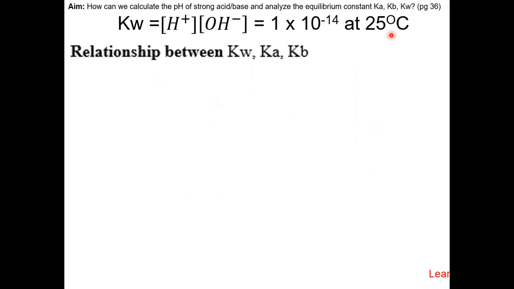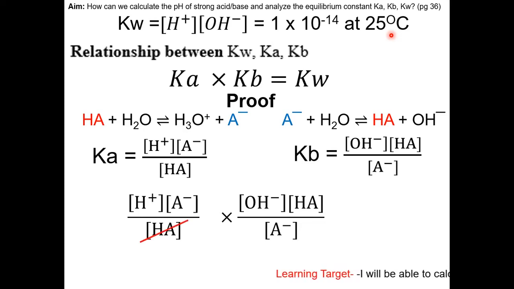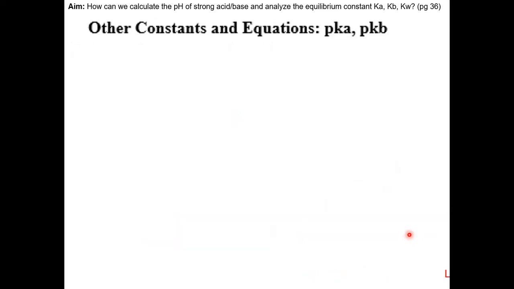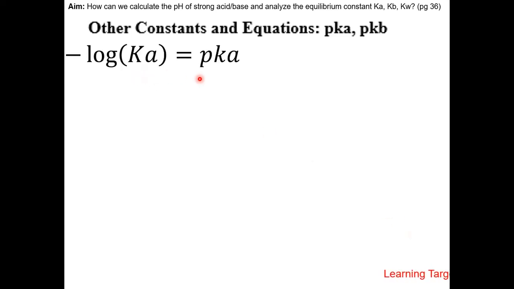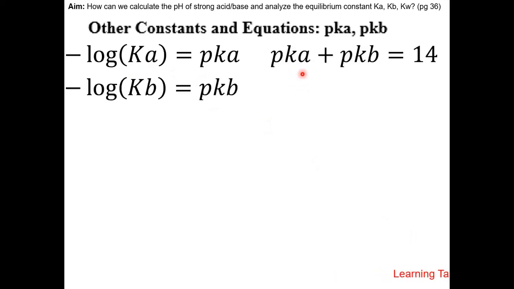So the relationship between Kw and Ka and Kb is that Ka times Kb is equal to Kw, and here's the proof. As you can see, when you multiply Ka and Kb, you get Kw. Here are other constants in the equation. pKa is equal to the negative log of Ka, pKb is the negative log of Kb. pKa plus pKb gives us 14.